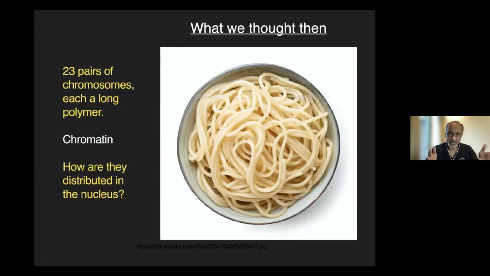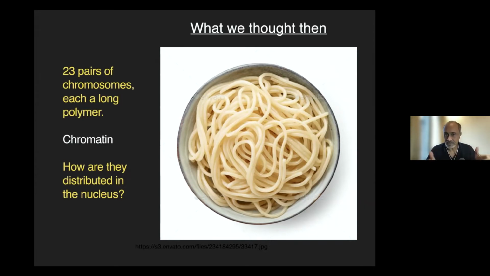So there's a distinction between what we thought prior to about 1990, 1992, and earlier ideas regarding the organization of chromosomes inside the nucleus was that each is a long polymer, and there are 23 pairs of these. This probably looks like spaghetti or noodles or Maggi noodles or something.